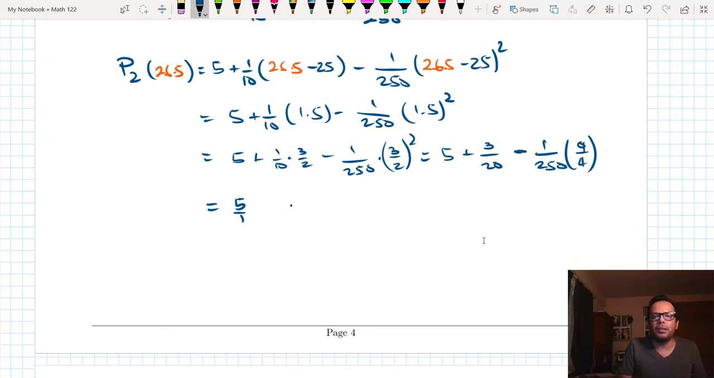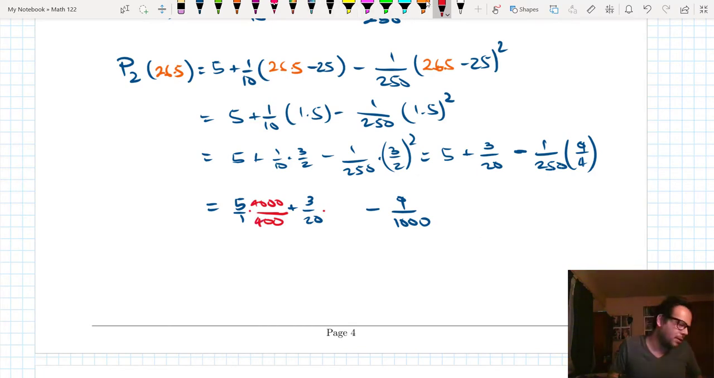5 over 1 plus 3 over 20 minus 9 over 1,000. Okay, so let's find an LCD. Multiply by 1,000, by 1,000, multiply by 200, actually by 4,000, because this is going to be, wait a minute, where did I get this?